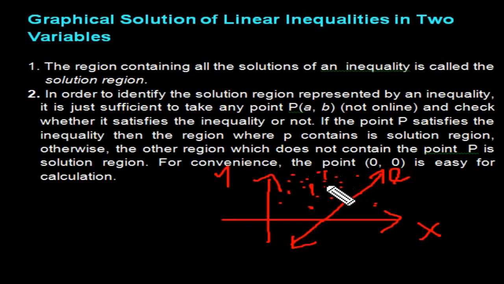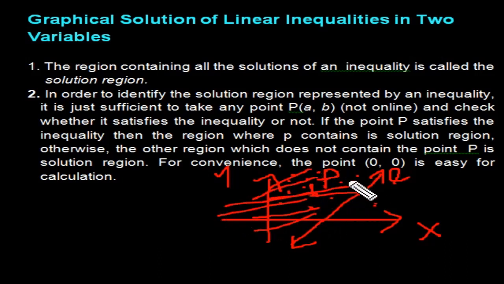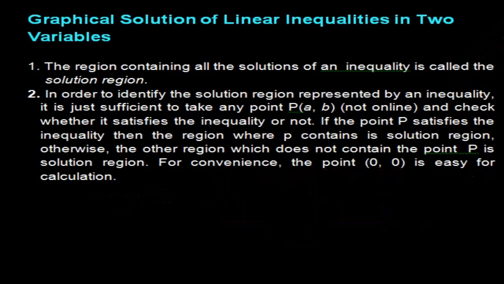Suppose I have taken a point P from here, and the inequality is satisfied by this point, then this region is said to be the solution. This shaded region is the solution. Suppose it doesn't satisfy, then the other part of the line, where P does not lie, will be the solution region. For our convenience, we can take the point as 0, 0, which is easy for our calculation.